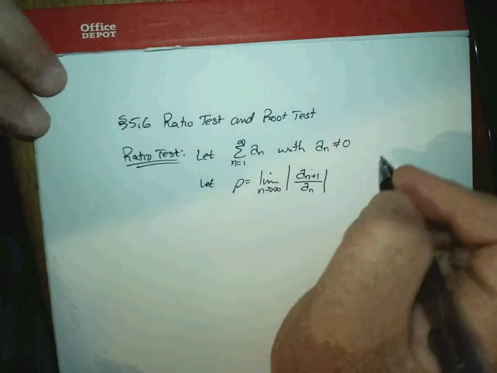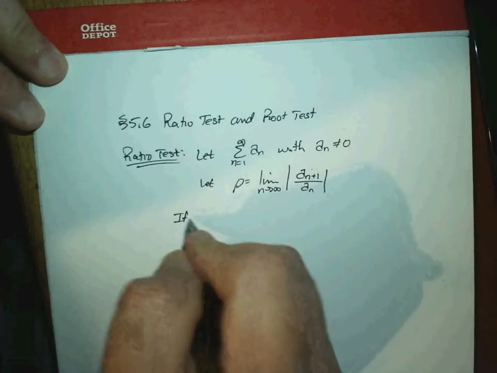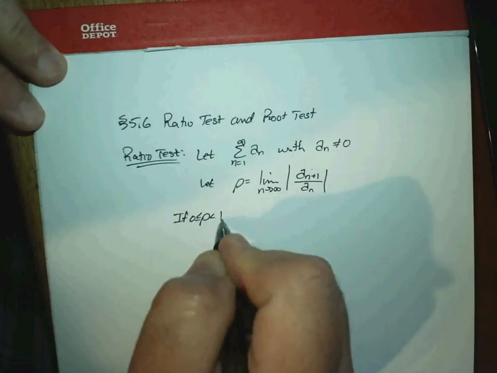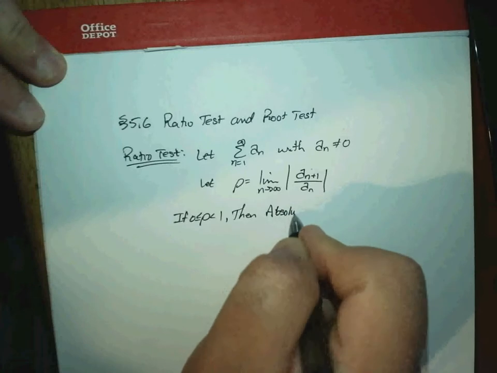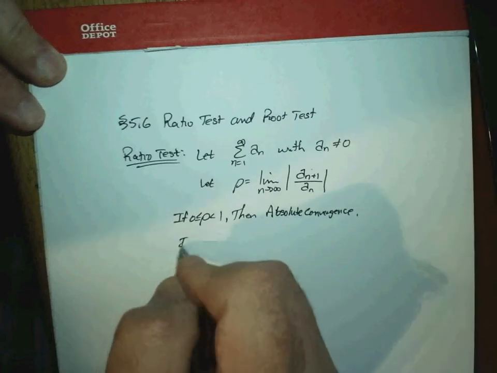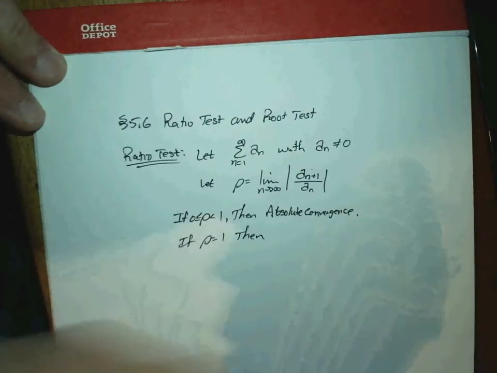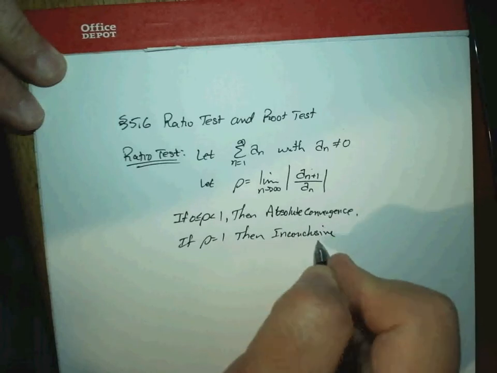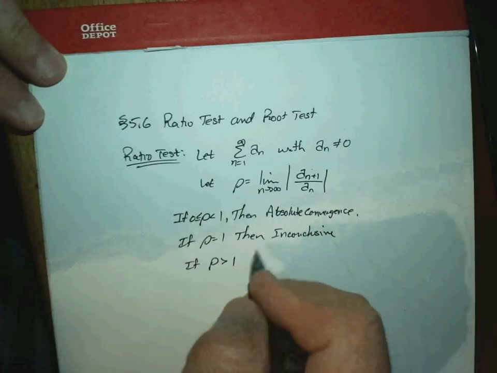And this value you get for the limit, called rho, well, there's three cases. If rho is between 0 and 1, it can be 0 but can't be 1, then we have absolute convergence. If rho is equal to 1, then we have a test that is inconclusive. And if the value of that limit of the ratio is bigger than 1, then we have divergence.